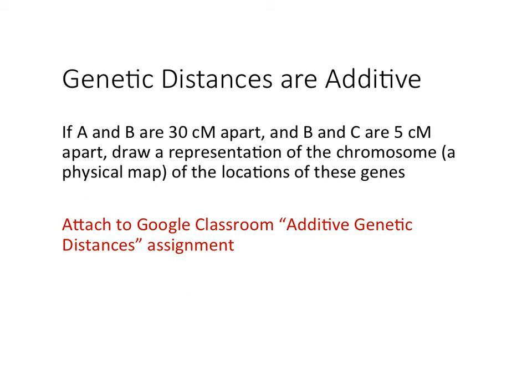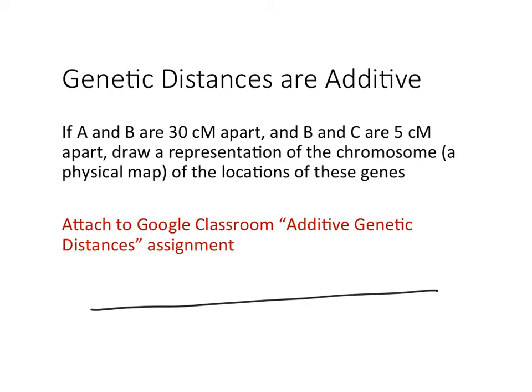So say A and B are 30 centimorgans apart, and B and C are 5 centimorgans apart. That means that, what's the distance between A and C? So what I'd like you to do is, on this slide down at the bottom, draw a physical representation of a chromosome, just a line if you want. Write down the locations. It doesn't matter which order you put them in, maybe. We'll see which order you put them in.